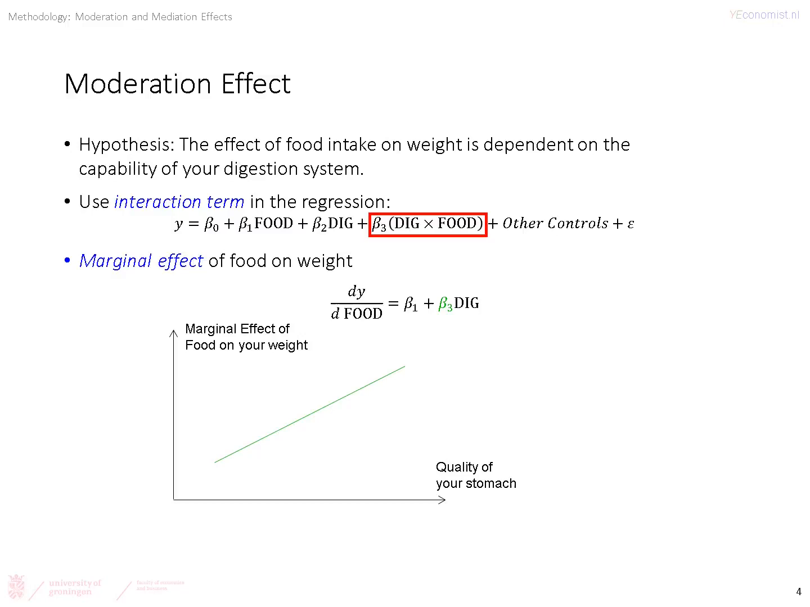And by the way, we should also pay a small attention here. That is, technically, if you use an interaction term in the regression, you should also include all the variables inside the interaction and use them as control variables. So here, for instance, in this regression, you should not forget the variable dig, which is about the quality of the digestion system itself.